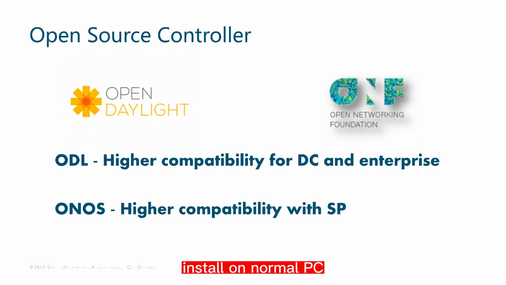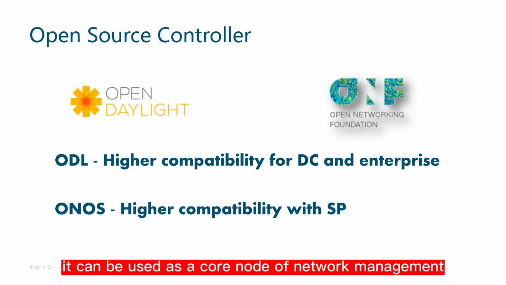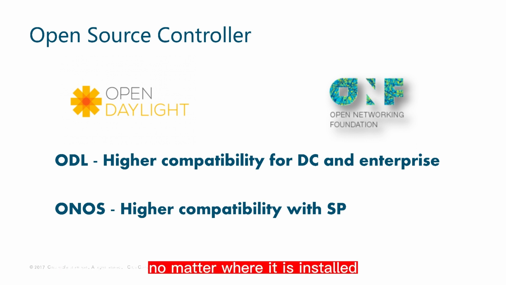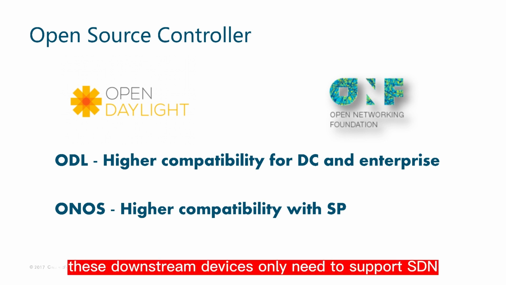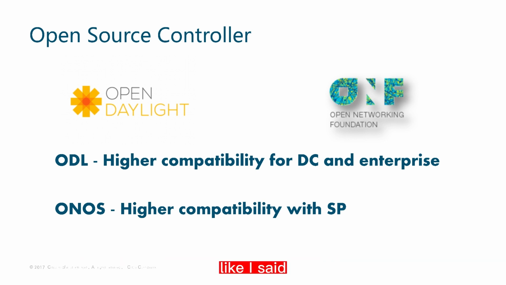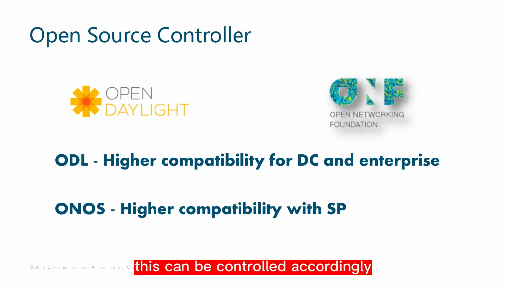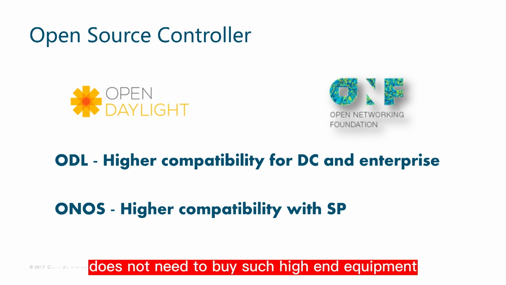This system can be installed on an ordinary server, on a normal PC, or on a cloud server. All okay. It can be used as a core node of network management. No matter where it is installed, this device is a core node. These downstream devices only need to support SDN. Like I said, they can be controlled accordingly. This saves the business money. The following equipment does not need to be such high-end equipment. All you need is one device to do the calculations.